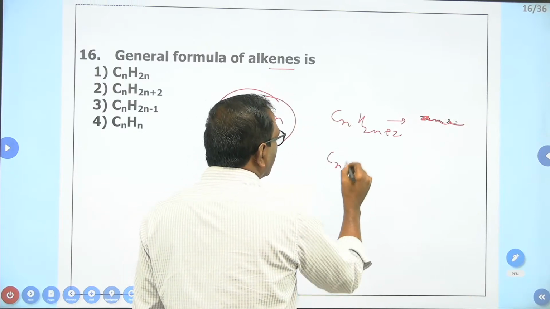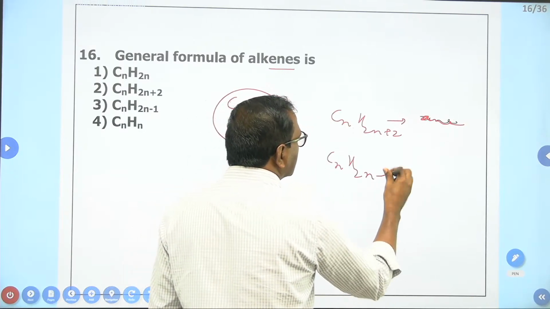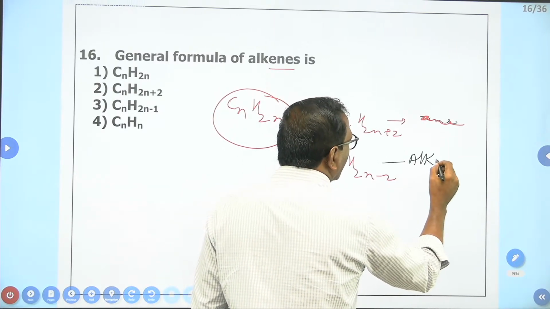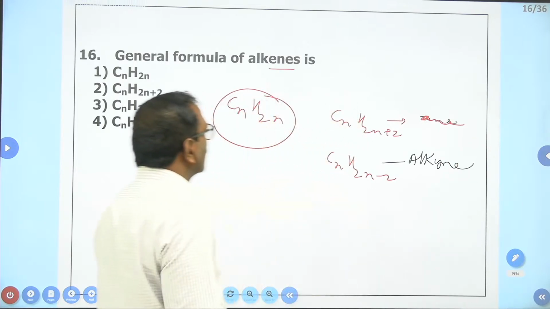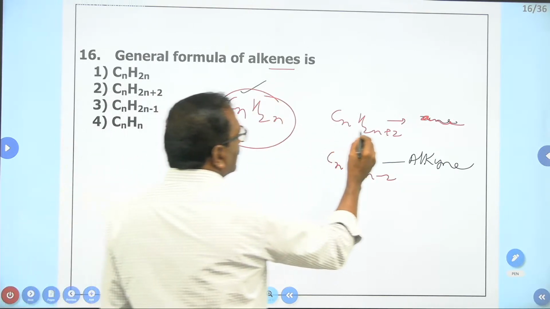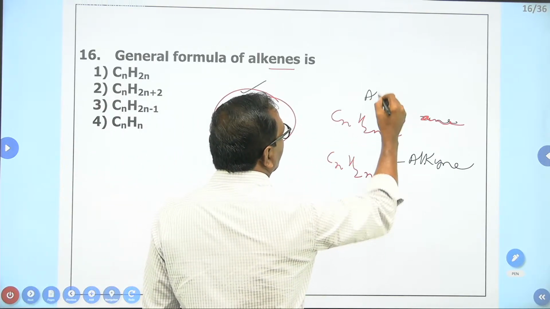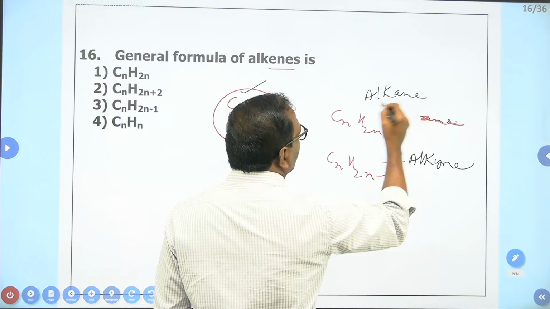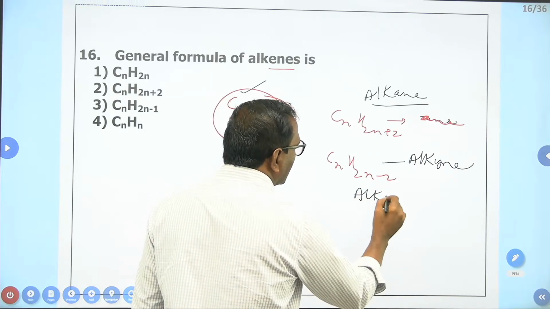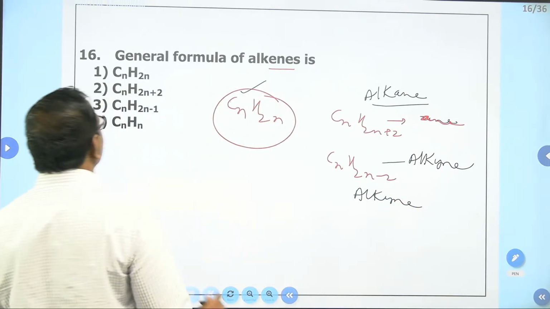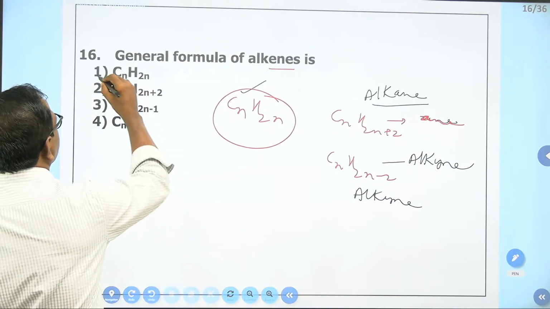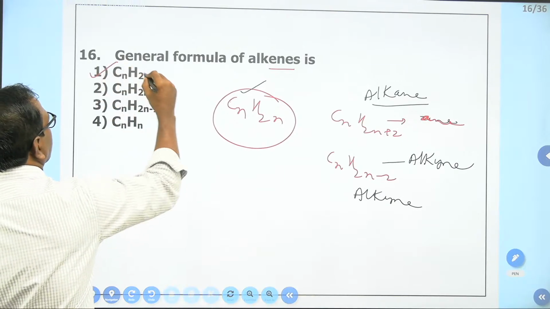Similarly, suppose CnH2n minus 2 is there. This is the general formula of alkyne compounds. Anyway, CnH2n is the alkene general formula. CnH2n plus 2 is the alkane general formula. CnH2n minus 2 is the general formula for alkyne. But the question is, the general formula of alkene is CnH2n. Where is it? In the first option. Hence, the first option is the right answer.